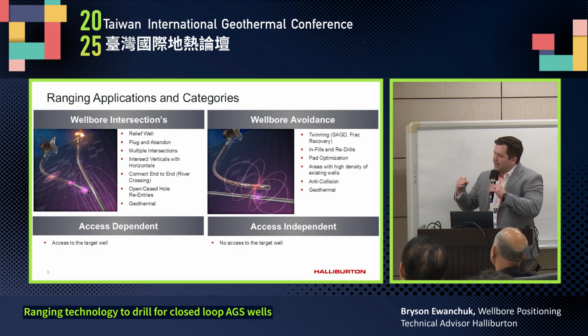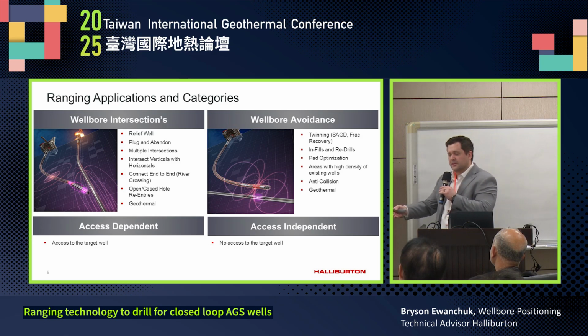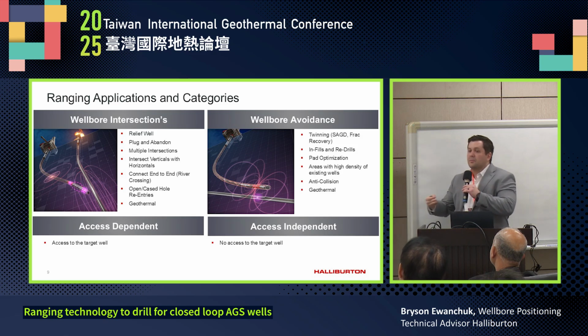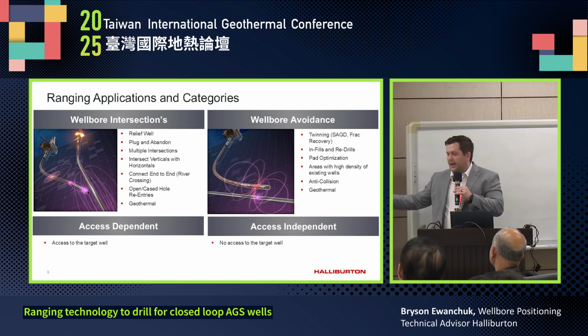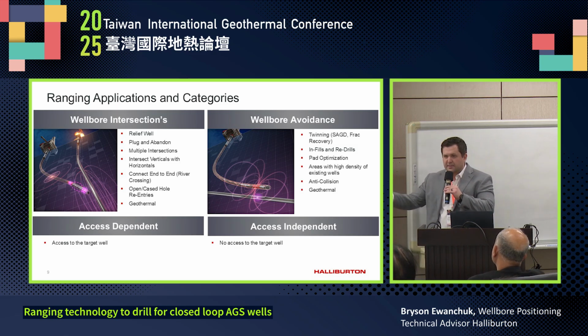What that means is access-dependent means we need access in that target well. We need to put a sensor. We need to put a magnet. We need something. We need a target, right? So we need access to that target well. Access-independent systems mean we don't need access to that target well. We're able to range without needing to access that well.